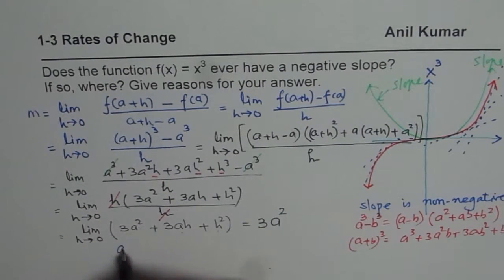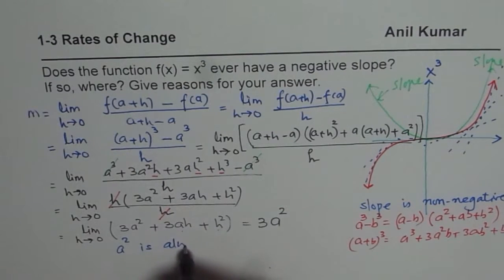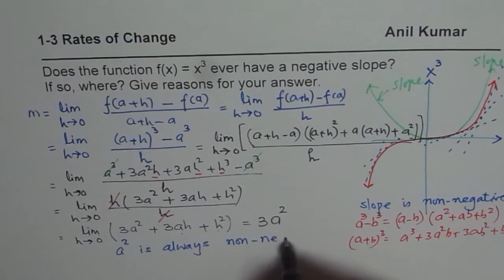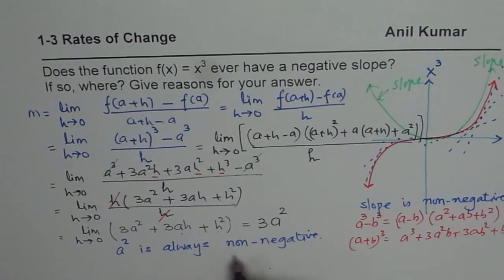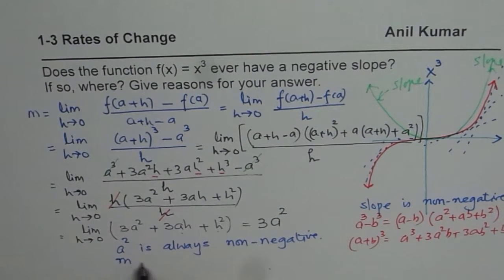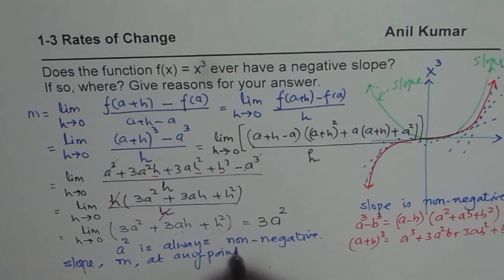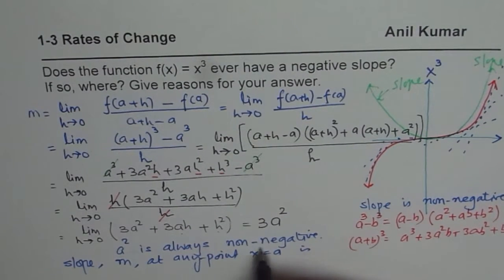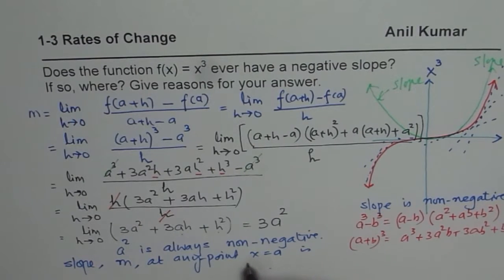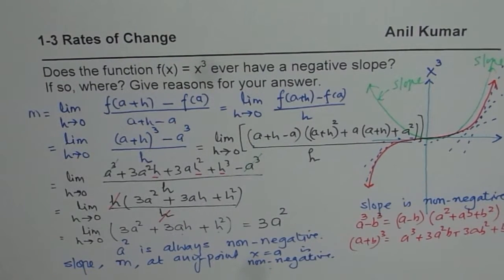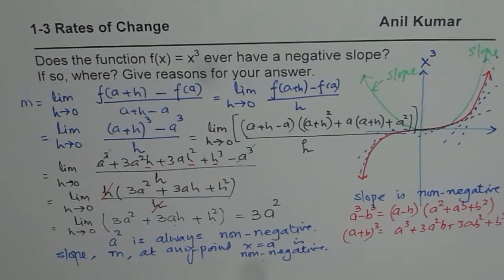So we know a square is always, I should say, non-negative. It could be 0, right? It's always non-negative, right? And that means that slope m, which is the slope at any point x equals a, is non-negative, right? Okay, so that is how you algebraically prove with the help of the difference quotient method that it is non-negative, right?